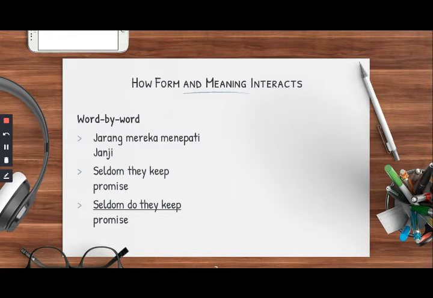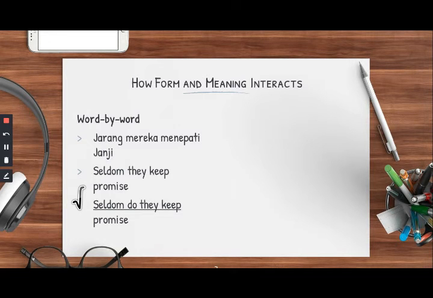Lebih tepat kalau kita pakai seldom do they keep promise. Karena kalau kalimat diawali dengan sebuah kata yang negatif atau semi-negatif, dia harus diikuti oleh predikat atau verb kemudian baru subject. Makanya di situ kita pakai seldom do they keep promise.